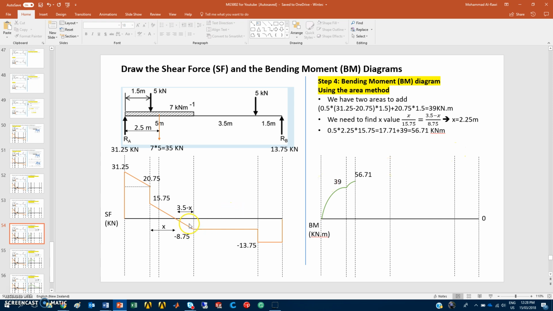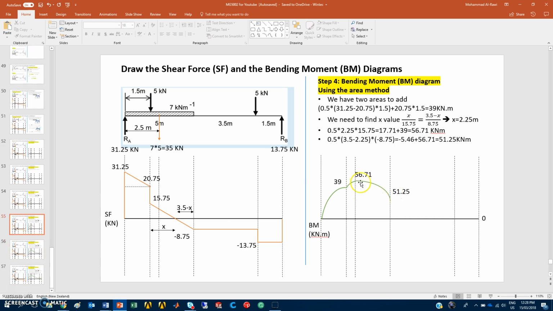After finding this one, I need to find this area. If you see it's negative, so I should predict to get a negative answer. The area for that part will be, again, half of the base, the base is 3.5 minus x, 2.25, times negative 8.75, and I will get minus 5.46. Minus the last moment value we found, 56.71, that will end up with 51.25 kilonewton meters. We reached here. Because we have a UDL, you see I'm using curves here.